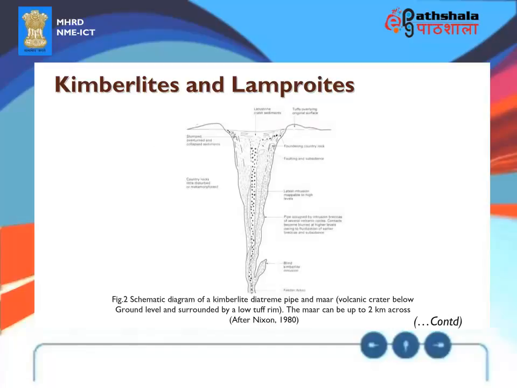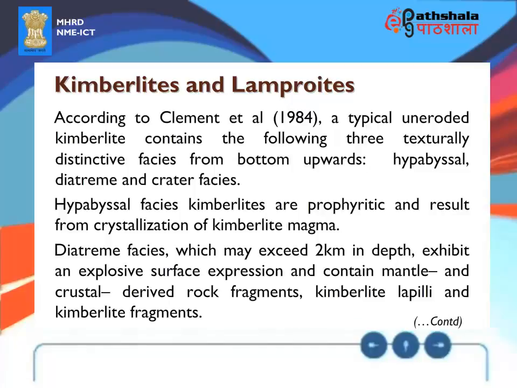Figure 2 shows a schematic diagram of a Kimberlite diatreme pipe and maar volcanic crater below ground level and surrounded by a low tuff rim. The maar can be up to 2 kilometers across. After Nixon, 1980. According to Clement et al., 1984, a typical uneroded Kimberlite contains the following 3 texturally distinctive facies from bottom upwards: hypabyssal, diatreme, and crater facies.